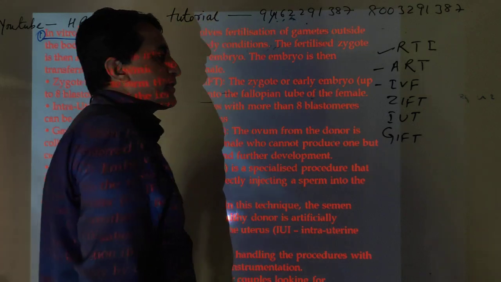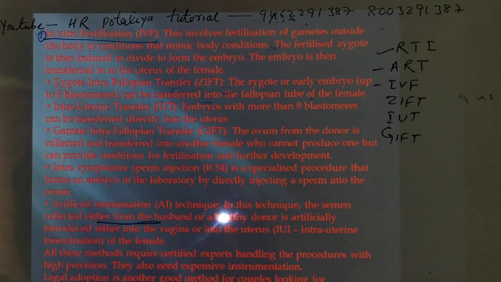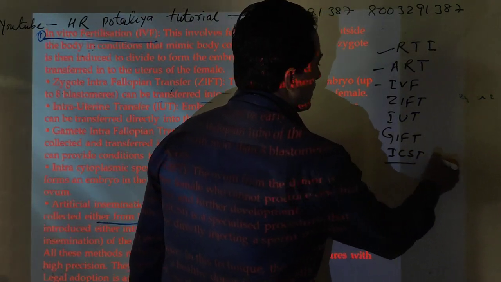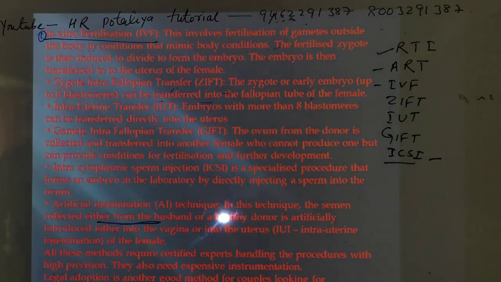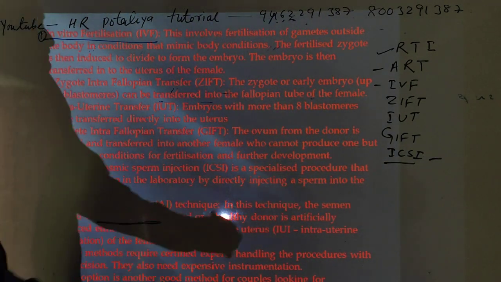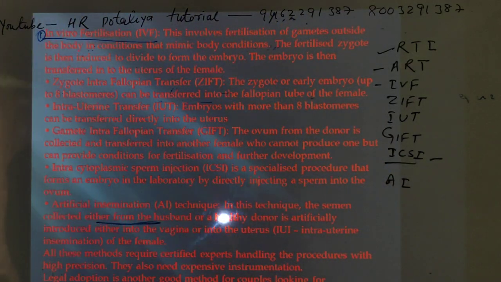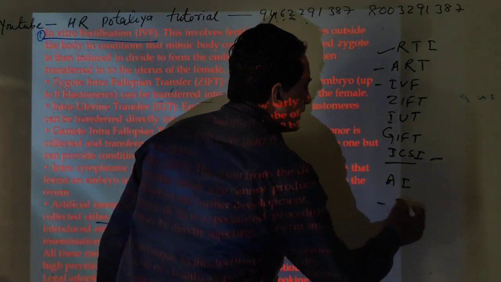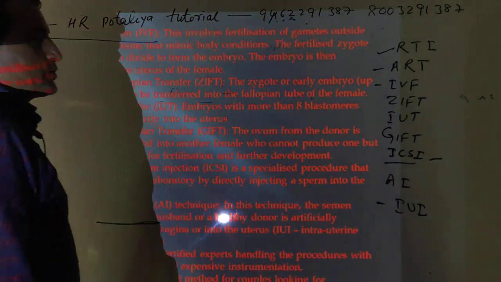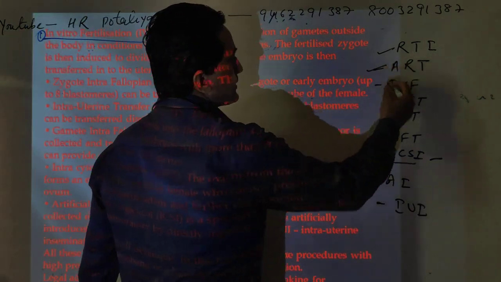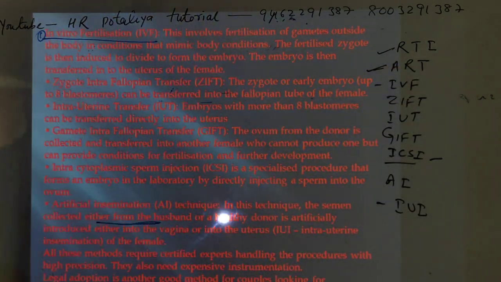GIFT, the first was ZIFT, and this is GIFT, gamete intrafallopian transfer, and next is ICSI. This question has appeared in the board exam. Next is a part of the AI method, artificial insemination, and later IUI. So these are the technological terms related to infertility. First is ART, assisted reproductive technology, and all these methods belong to it.